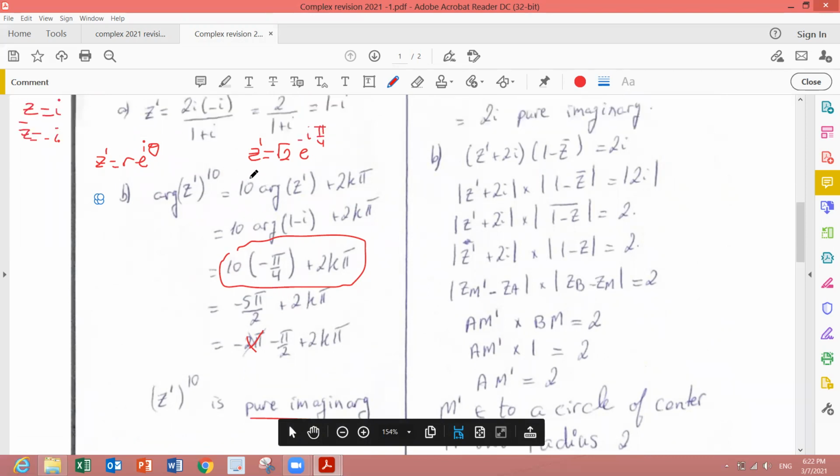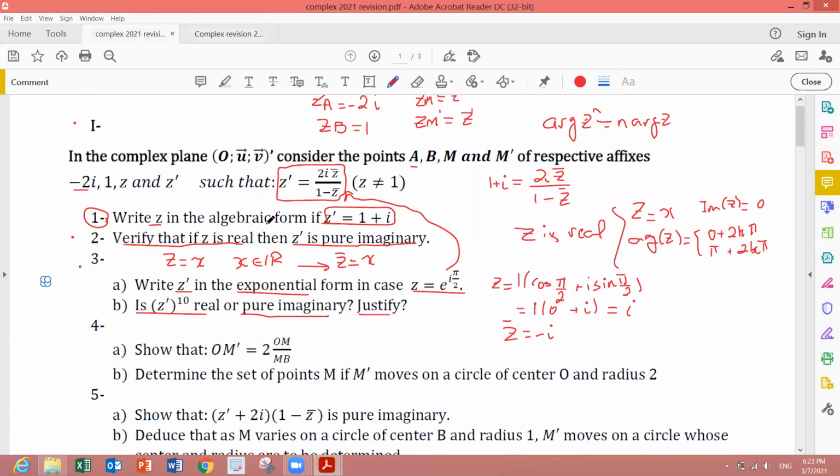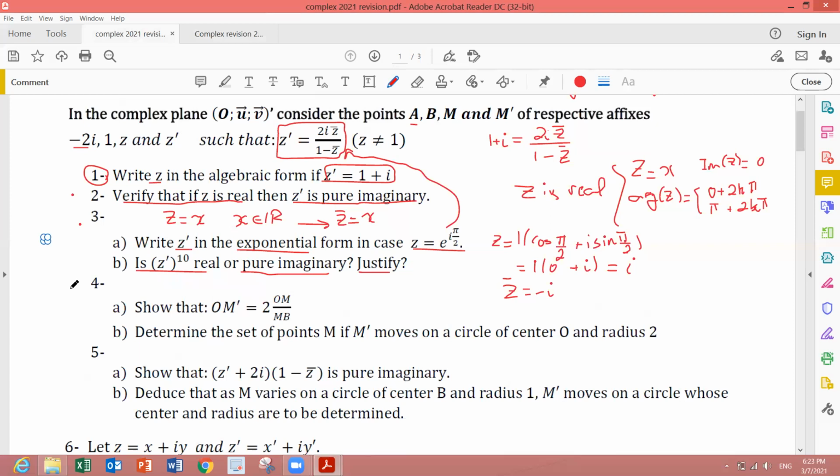I will repeat here. Argument of z prime power 10 is 10 times argument of z prime plus 2k pi. By the property, we put 10 here. 10 times minus pi over 4, determined in the previous part. So we get minus 5 pi over 2. I can write it like that, minus 4 pi over 2 minus pi over 2. Minus 4 pi over 2 is minus 2 pi. I can skip it, remains minus pi over 2.